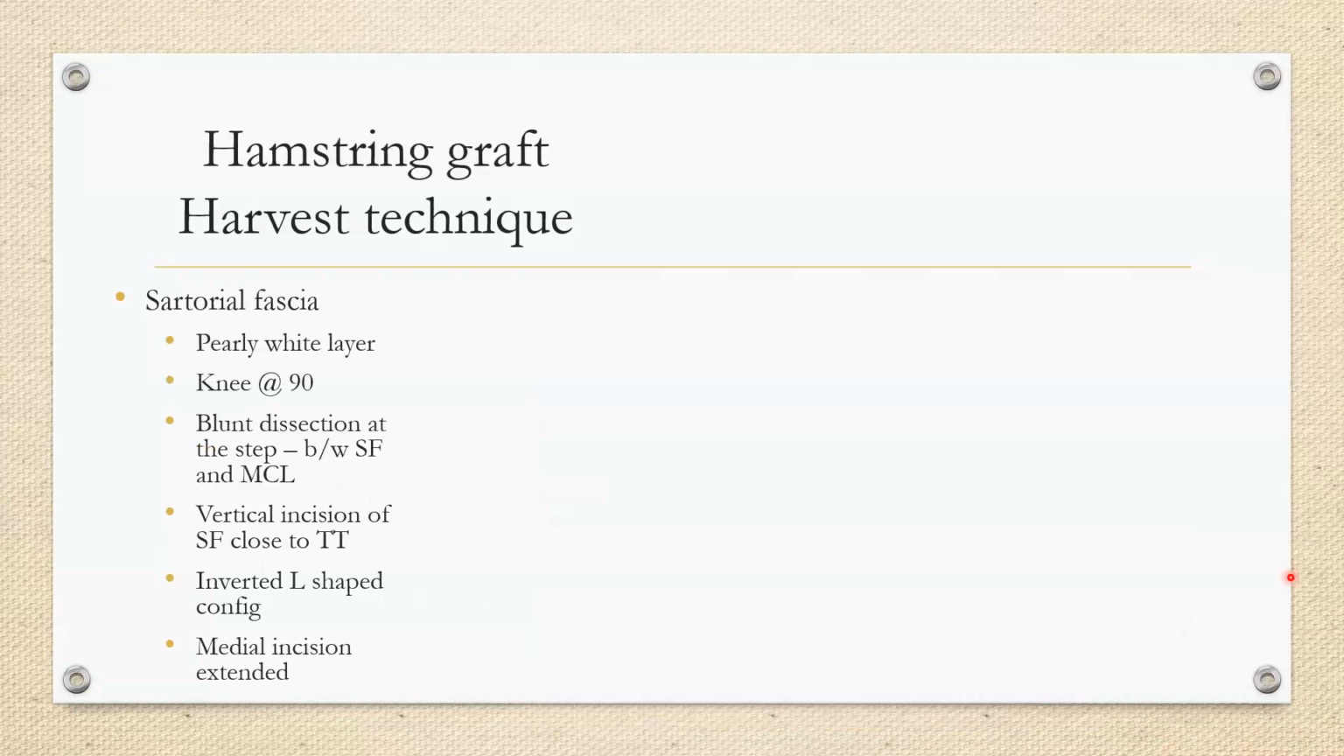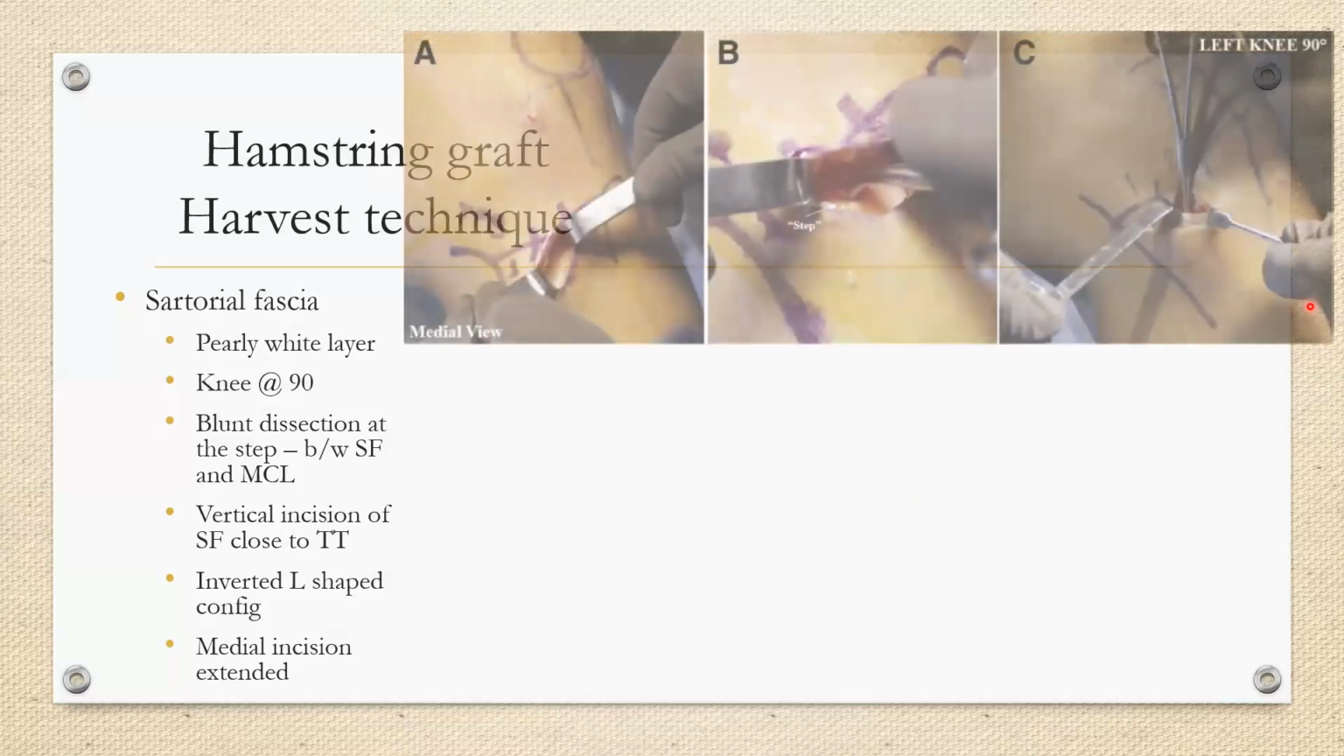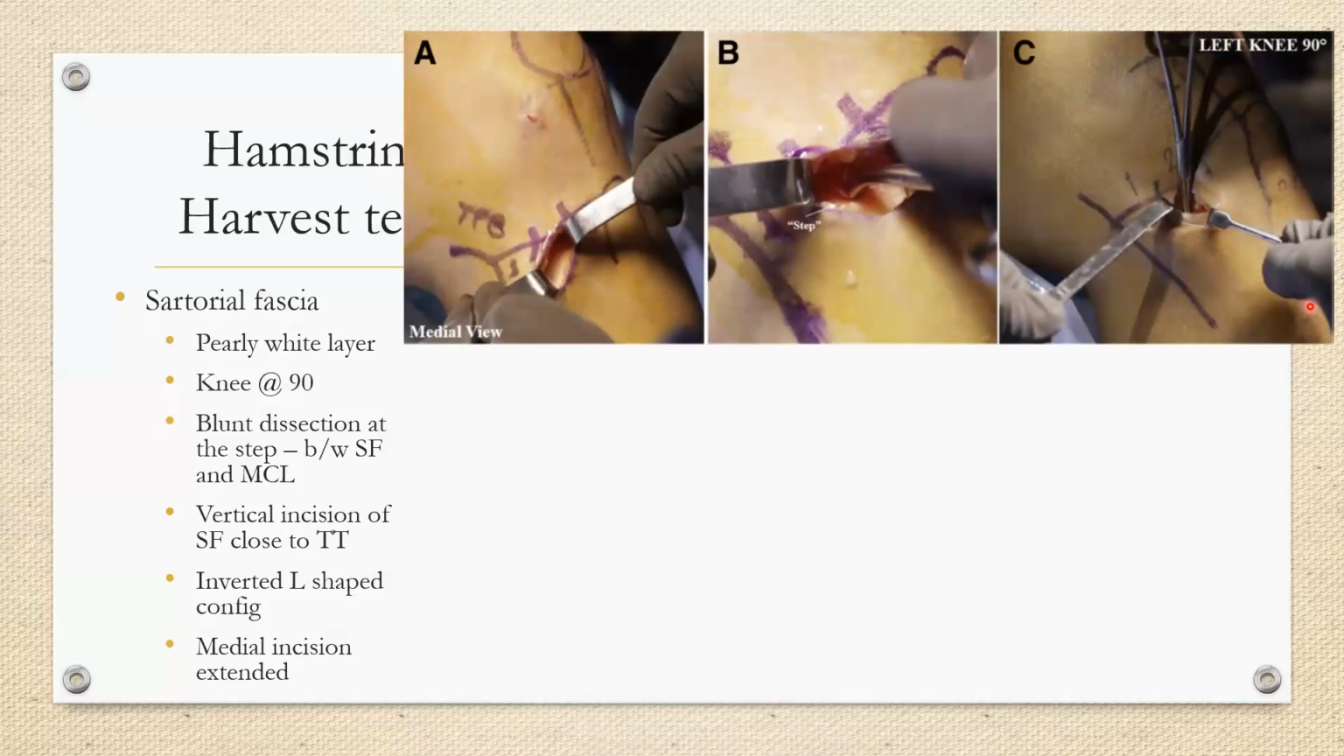So once the blunt dissection is adequately done, we should be visualizing the sartorial fascia. The sartorial fascia appears as a pearly white layer just on the medial aspect of the tibia. Again, during this step also, it is imperative that we maintain the knee at 90 degrees of flexion, because this gives just the adequate amount of tension of the hamstrings, so that the hamstrings, if very prominent, can be easily seen, or at least palpable as a small elevation or a step along the medial aspect of the tibia.